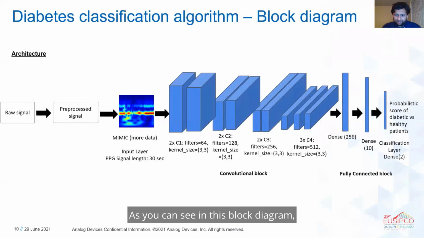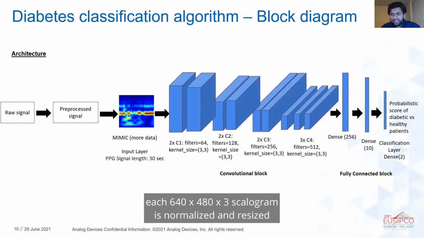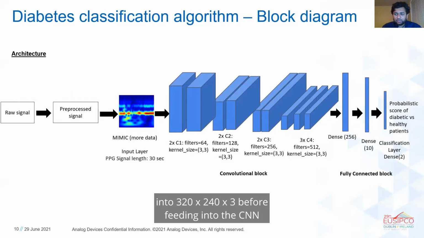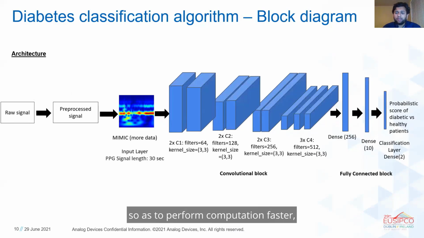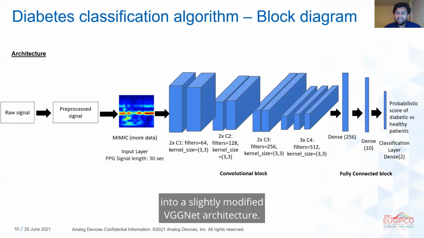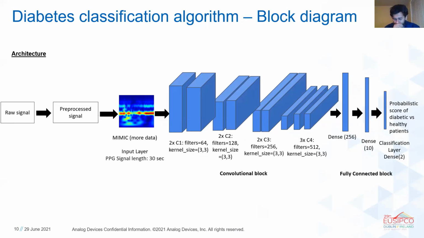As you can see in the block diagram, each 640 cross 480 cross 3 scaleogram is normalized and resized into 320 cross 240 cross 3 before feeding into the CNN so as to perform computations faster by preserving the aspect ratio. The resized image was sent into a slightly modified VGGNet architecture. The CNN is basically like a feature extractor over here.